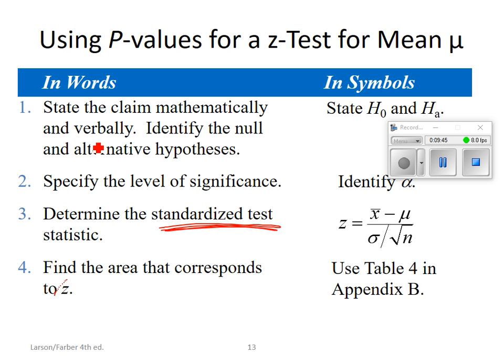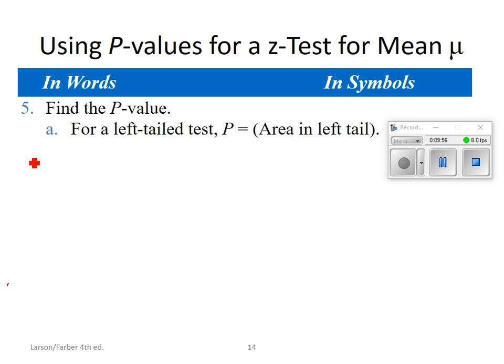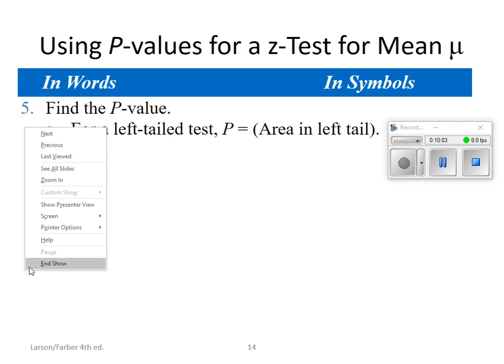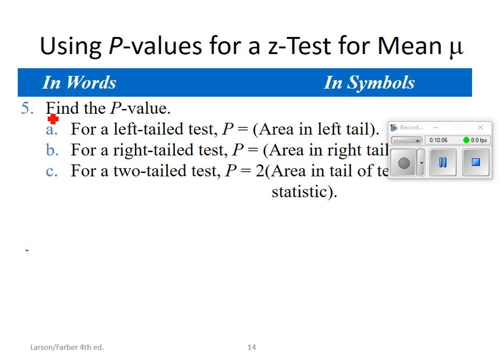Find the area that corresponds to that. You're going to use the chart for that. Remember, it's the standard normal distribution chart. Fifth step, find the p-value. That's what we were doing when we were looking at the chart before. You got 3 different things it could be. Could be left-tailed, right-tailed, or two-tailed. Left-tailed, remember this is just use the chart. Right-tailed, you got a 1 minus whatever it says on the chart. Two-tailed, you gotta take 2 times the chart.